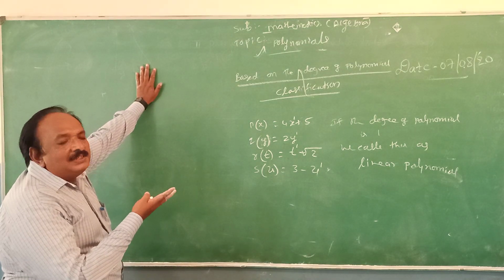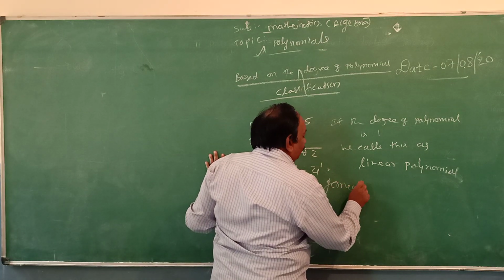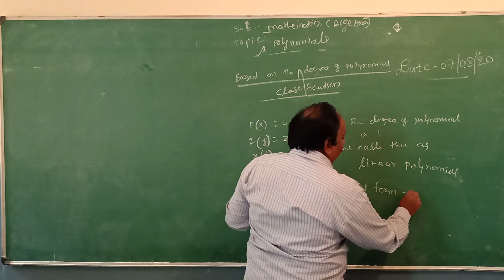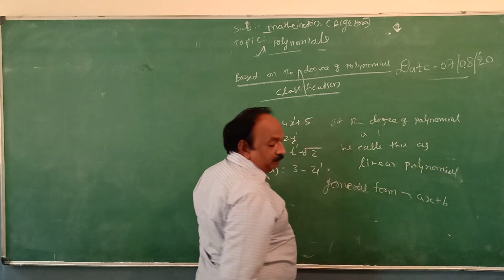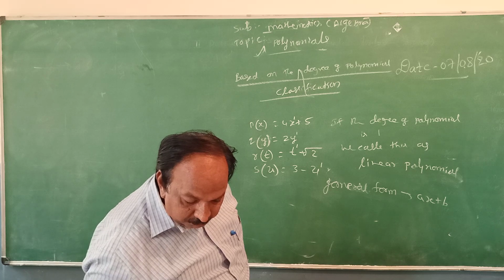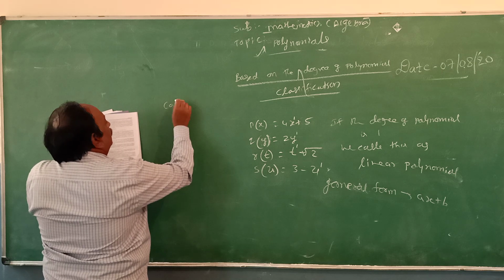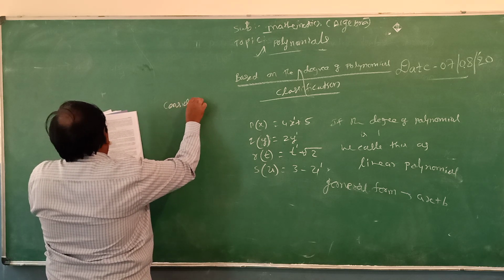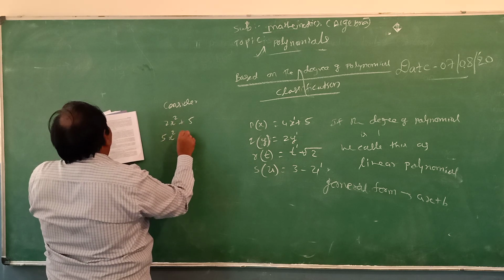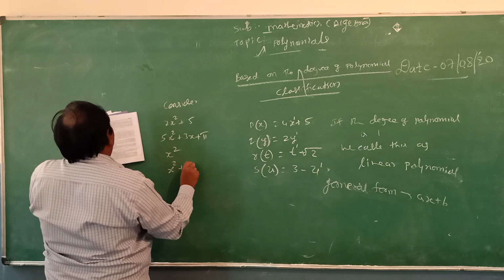We are going to learn this in our 10th standard, the general form of the linear polynomial. This is not in your syllabus. The general form of the linear polynomial is ax plus b. Now consider 2x square plus 5, 5x square plus 3x plus 5, x square plus 2 by 5x.